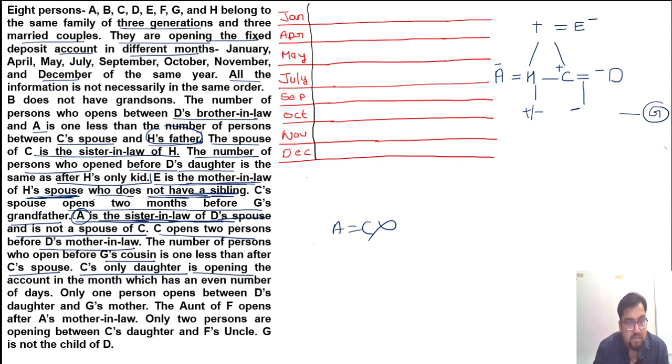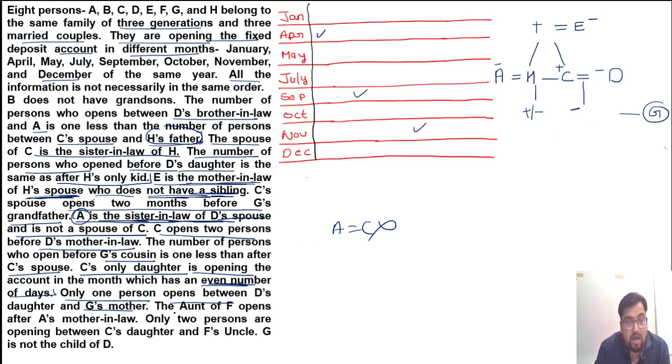C's only daughter opens in the month which has an even number of days. That means it can be April, September, or November. Only one person opens between D's daughter and G's mother. There must be a D's daughter, and G's mother.